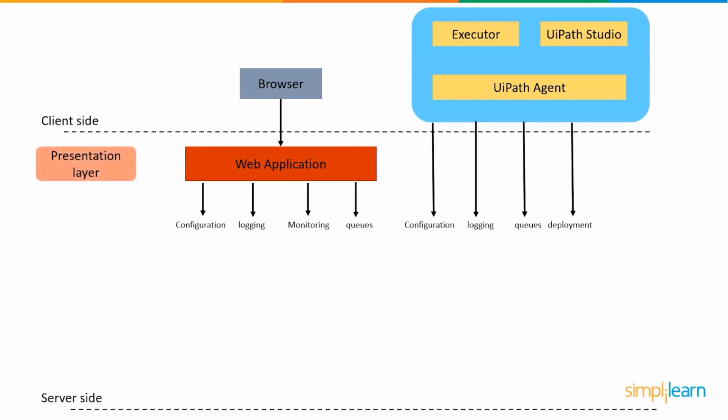The first one is the presentation layer. These UiPath components that are open to the users make up the client layer: UiPath Studio, robots, browsers, UiPath Agent, and executors. For example, a user or a developer may use these components to design and create different tasks that can be automated. Computer robots are commonly used to complete these tasks. The client layer is another name for the presentation layer.